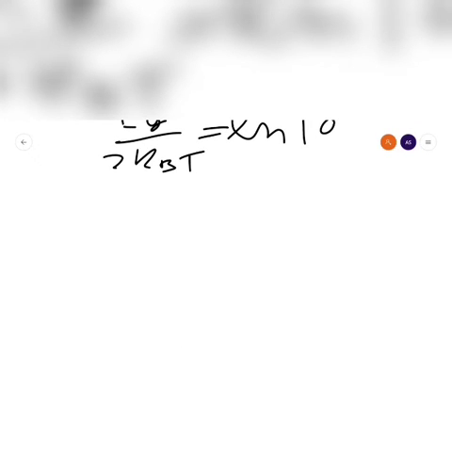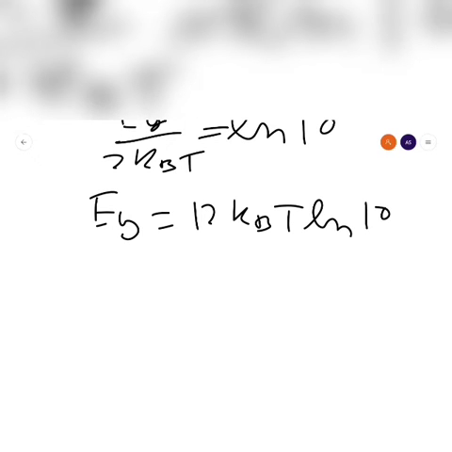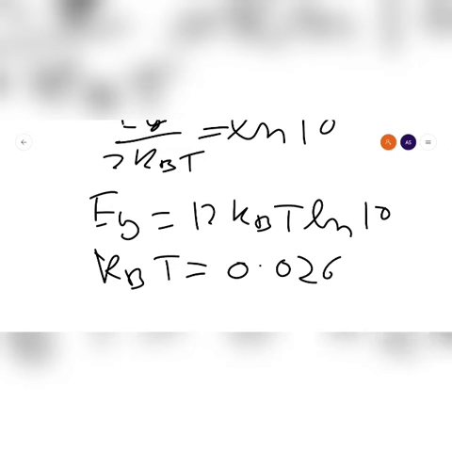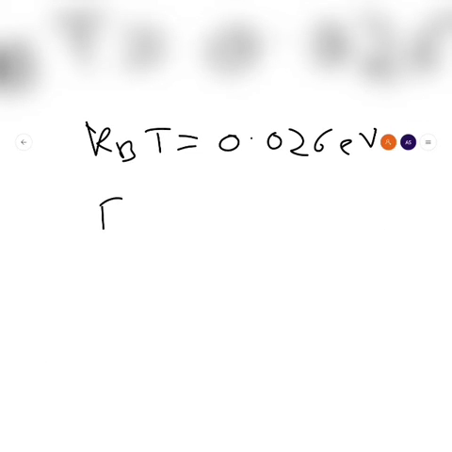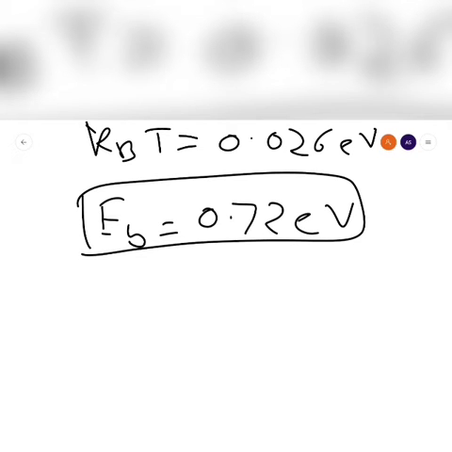So Eg by 2kBT is equal to ln 10^6, and the final value of Eg is 12 kBT ln 10. You know kBT at room temperature is 0.026 electron volt. Now the value of Eg is equal to 0.72 electron volt. It is the answer to your question.